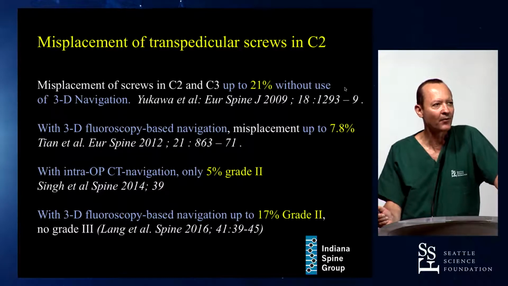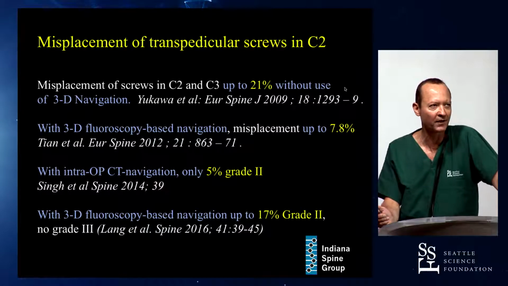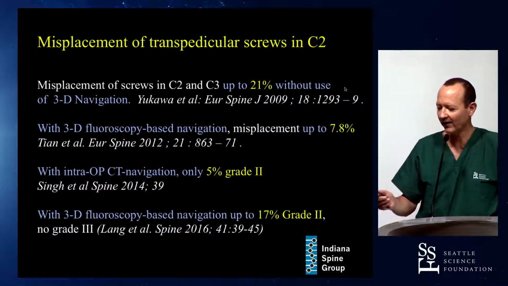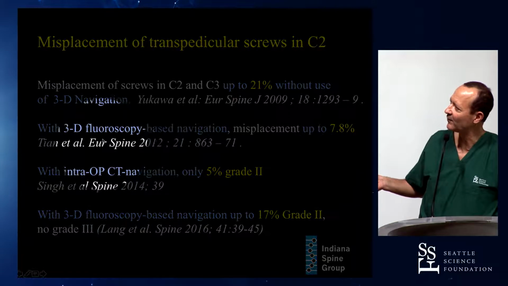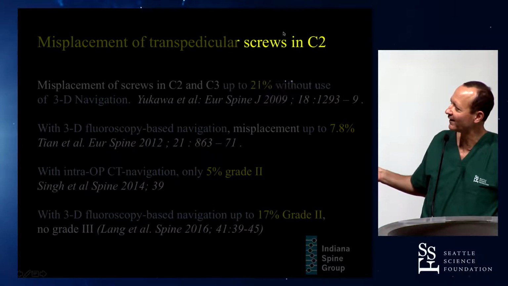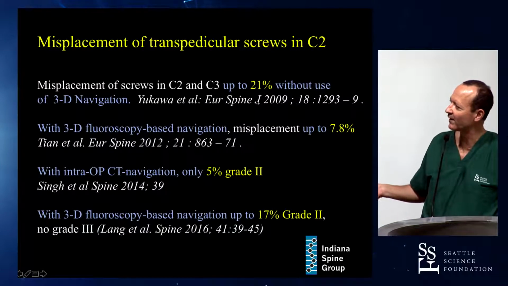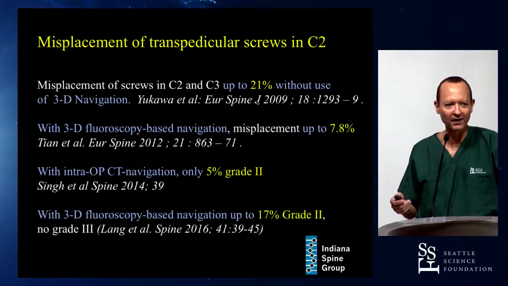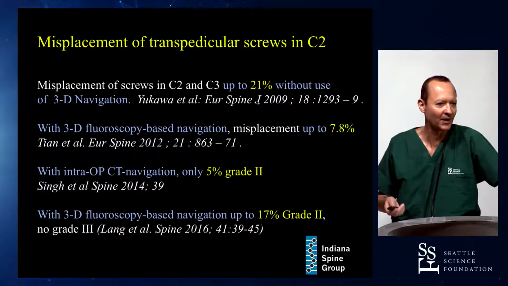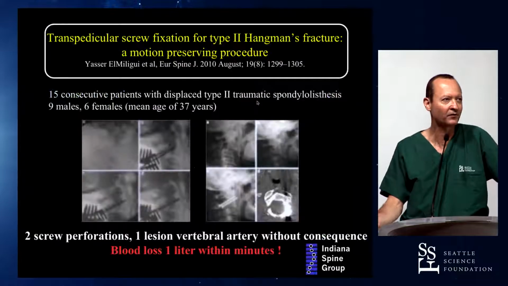There have been a number of studies looking at screws placed transpedicular in C2 with fairly high rates of misplacement of the screws, 21%. I think that is fairly high. There's a number of studies looking at navigation. We had a nice discussion about robots and navigation. Maybe they can make us better. Maybe they don't make us better.